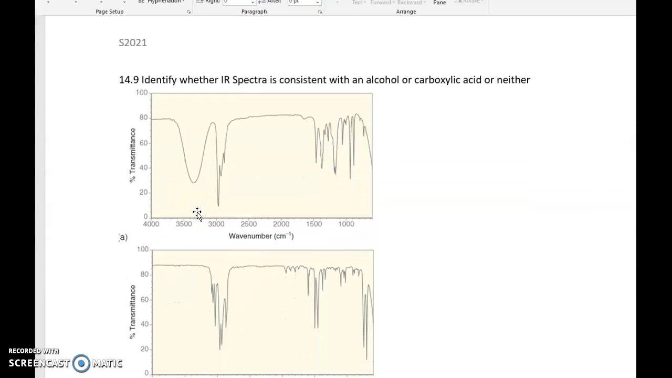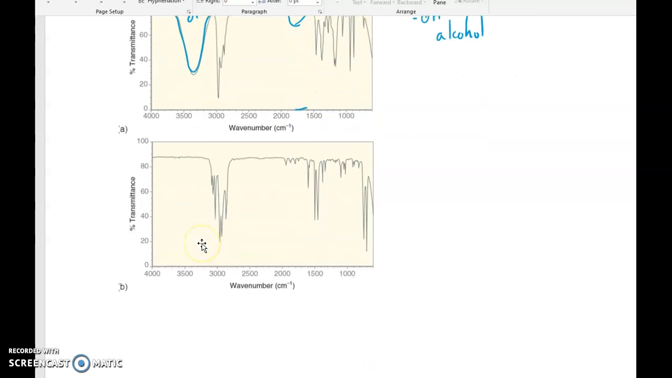So let's look at these and see if we think that they are alcohols, carboxylic acids, or neither. We see this finger-like projection and an absence of anything around 1720 is blank. So this is an alcohol. This is that OH peak. The next one, I don't see an OH peak. There's nothing in here.